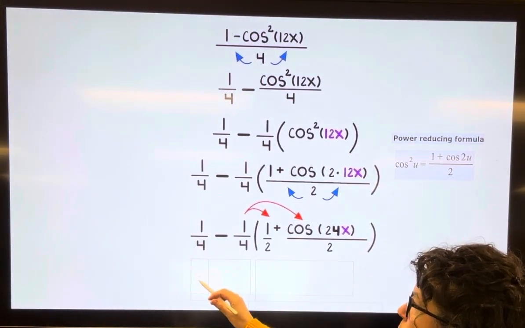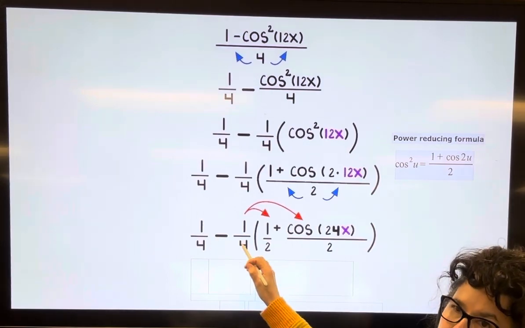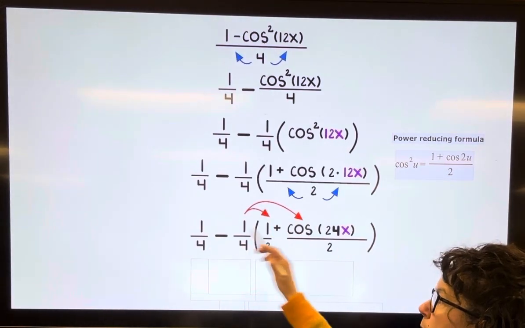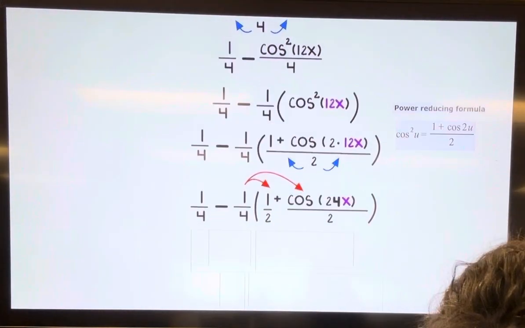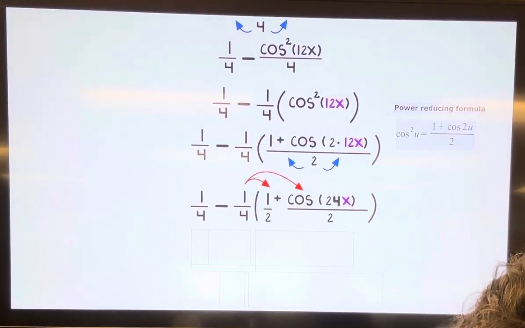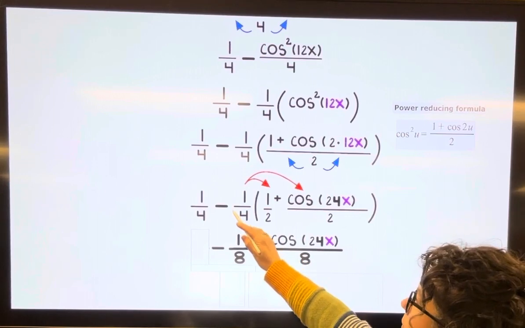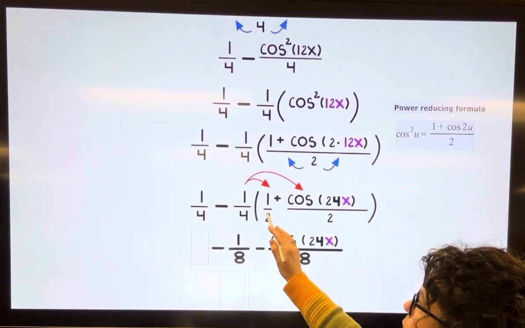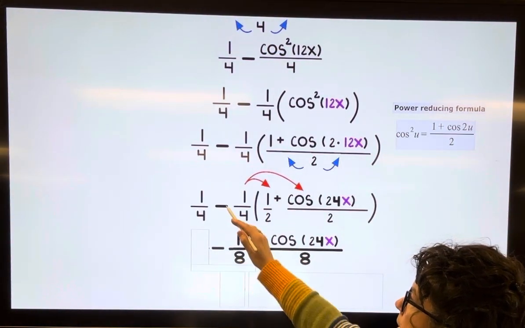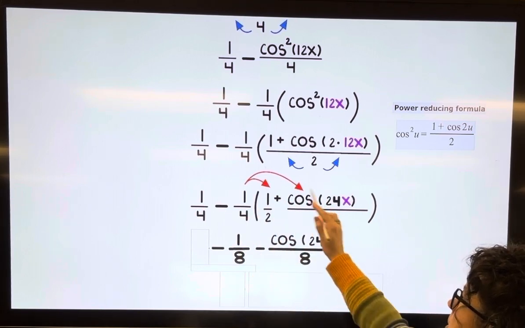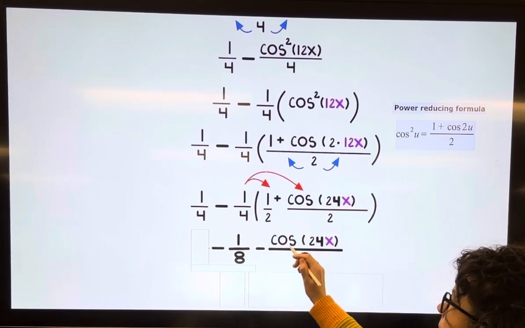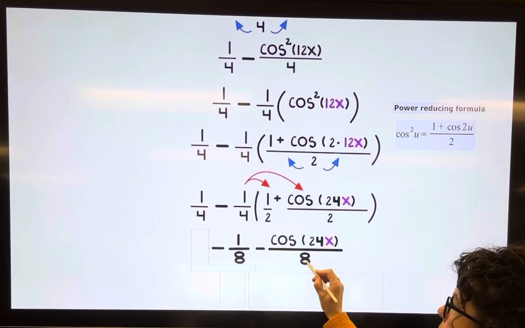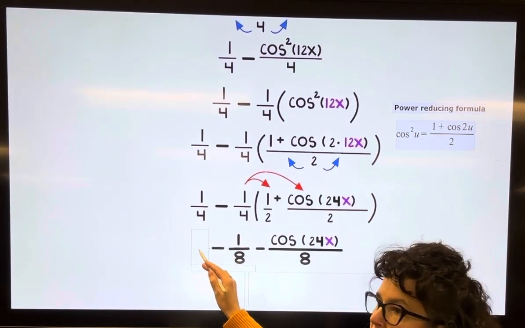So I still have 1/4. Danger, don't call that 0, right? We do multiplication before addition and subtraction. So negative 1/4 times 1/2 is negative 1/8. Negative 1/4 times this fraction here is negative cosine of 24x over 8. I'm going to bring down that 1/4.